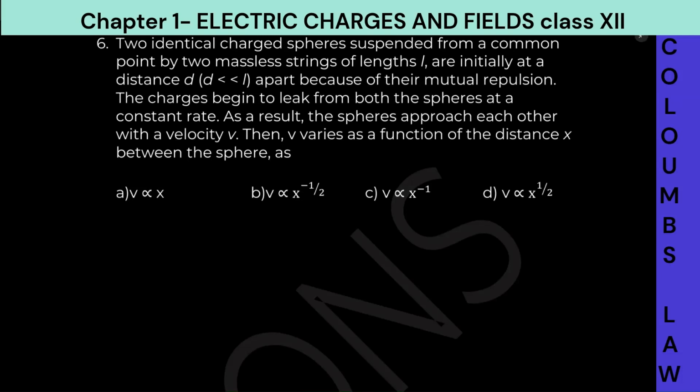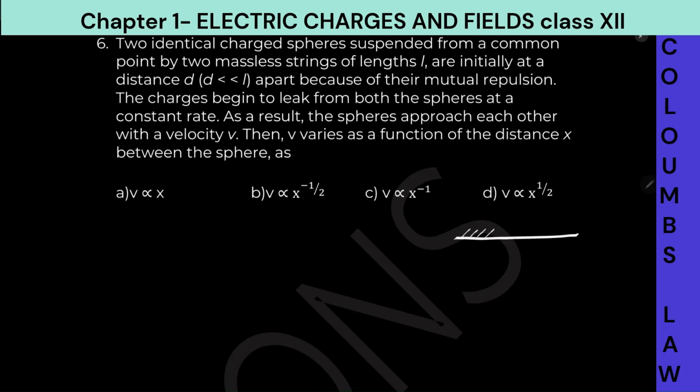Question number 6 says, two identical charged spheres suspended from a common point by two massless strings of length L are initially at a distance d apart. So let me just make a diagram so that this becomes quite clear to us.